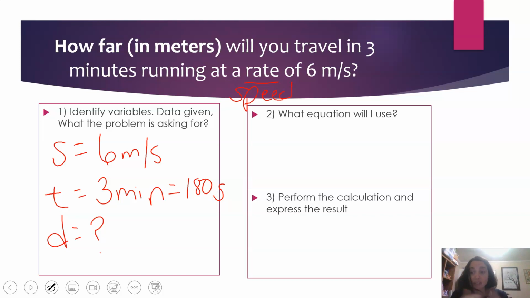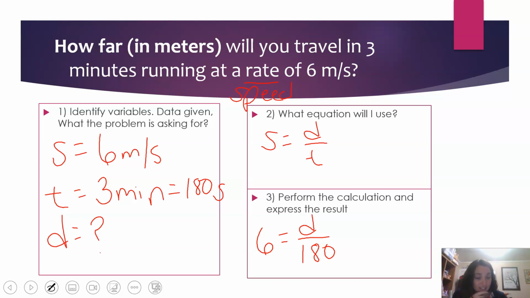The equation is the equation for speed. So speed equals distance over time. And the calculation, well, it would look like 6 equals d, we don't know d yet, that's what we'll find, divided by time, 180 seconds. So in 180 seconds, how many meters can we run?